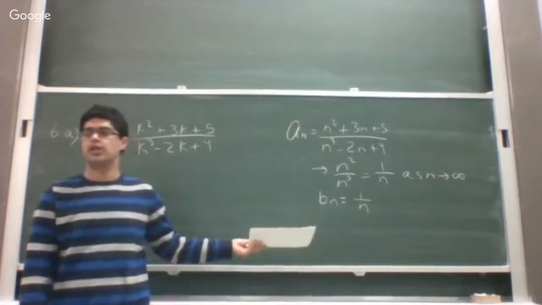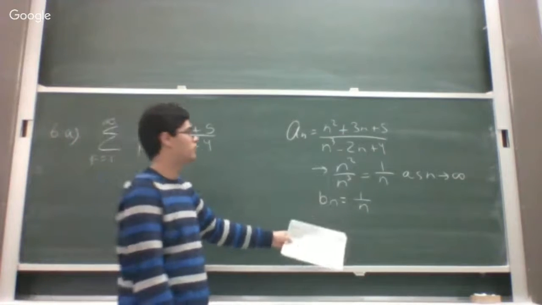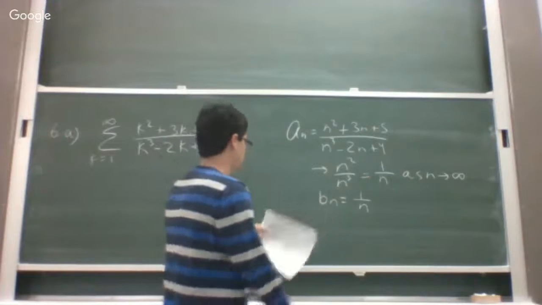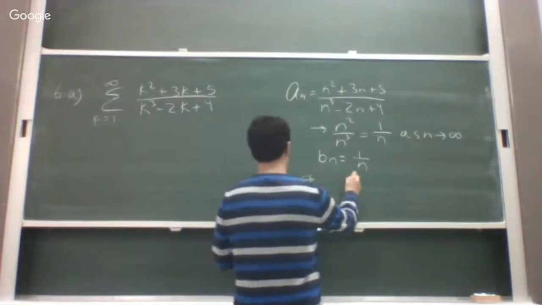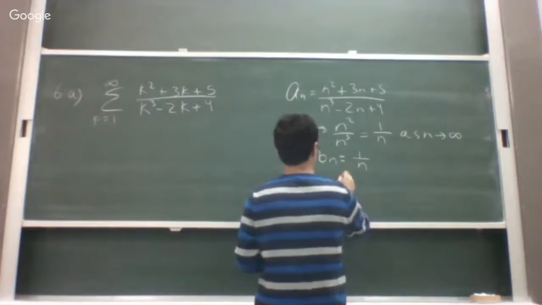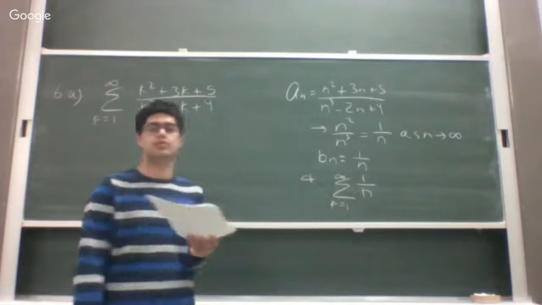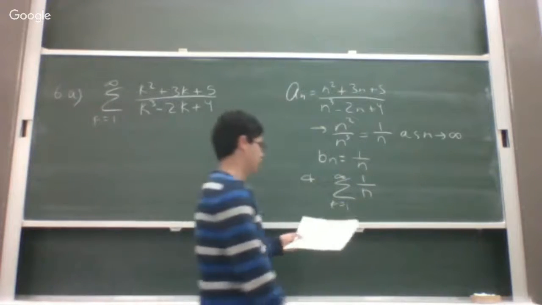Do you guys all see how we got b sub n that way? As n approaches infinity, the only terms that mattered are n squared over n cubed. That simplifies to 1 over n. And the summation of k equal to 1 going to infinity of 1 over n is what? It diverges because it's a harmonic series.